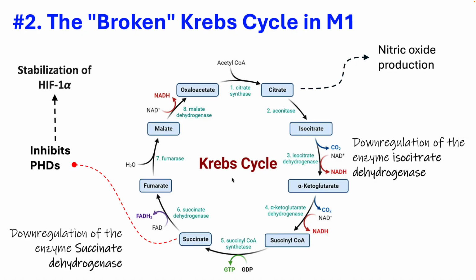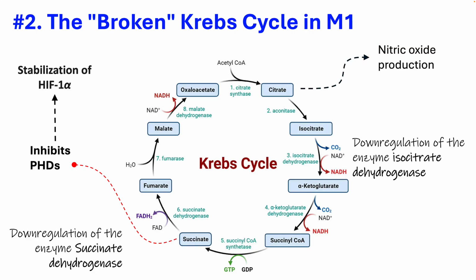Once locked into this phase, cells start favoring aerobic glycolysis and inhibit key enzymes of the Krebs cycle. This results in accumulation of citrate and succinate. Now, rise in intracellular citrate will result in production of more nitric oxide, causing further vasodilation.